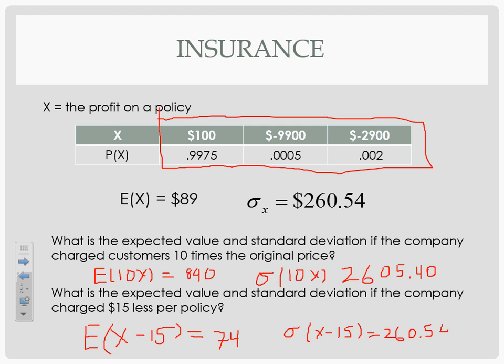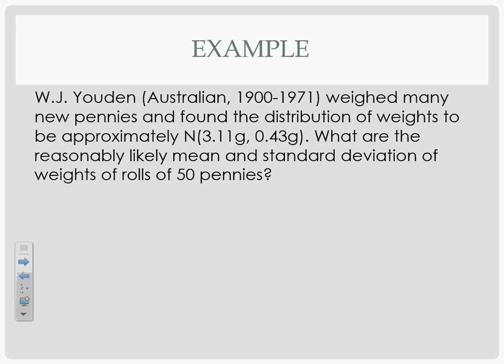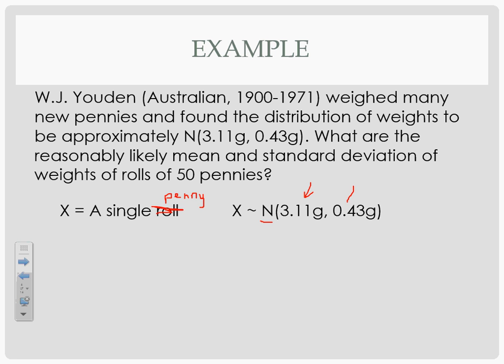When things start to change for us, however, is if we look at this example, this guy weighed a lot of pennies, and not every penny was the same, but the average weight was 3.11 grams, and there's a standard deviation of 0.43. So then, if we wanted to combine, what are the reasonably likely mean and standard deviation for a roll of 50 pennies? So if x is our single penny, then these will be normally distributed. That's what that big N is for. And just as a quick reminder, there's the mean, 3.11. There's the standard deviation, 0.43.